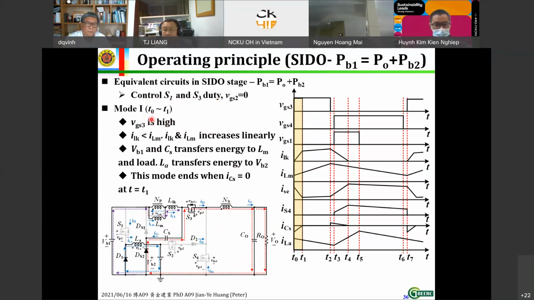In mode 1, when VGS3 is high, ILK smaller than ILM, and ILK and ILM will increase linearly. The VB1 and CS will transfer energy to the LM and load. The energy from the inductance LA will transfer energy to battery. This mode will end when the current ICS equal to 0 at T equal to T1.